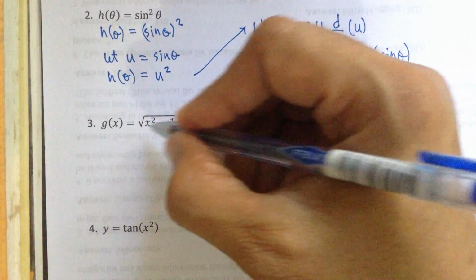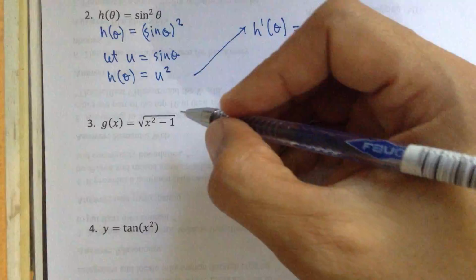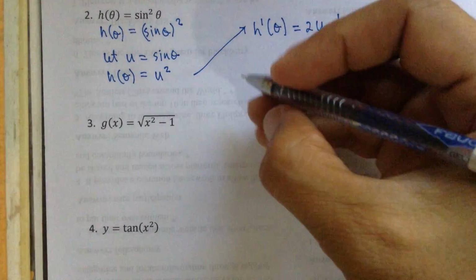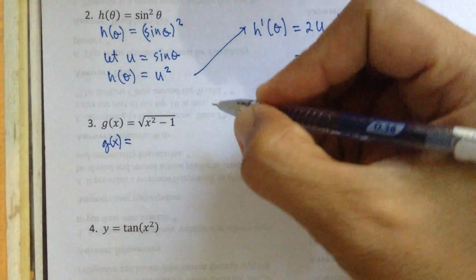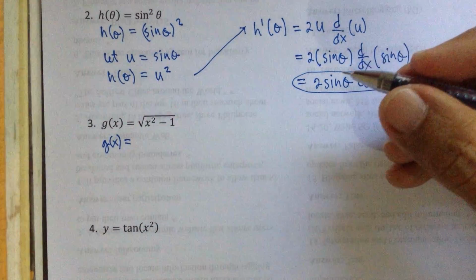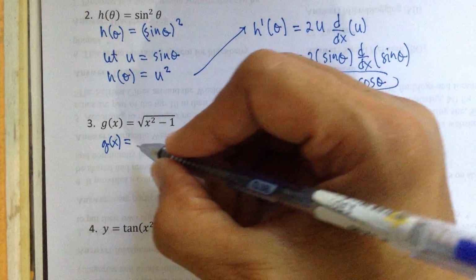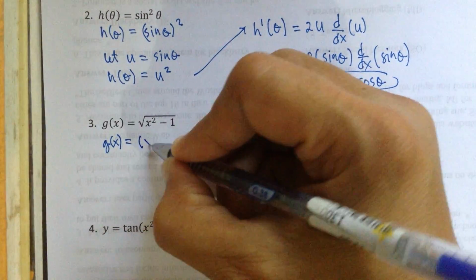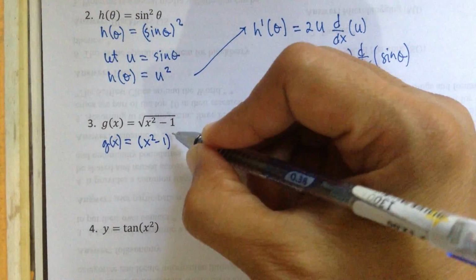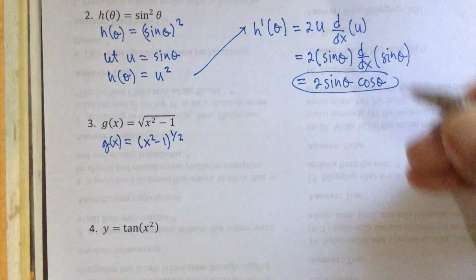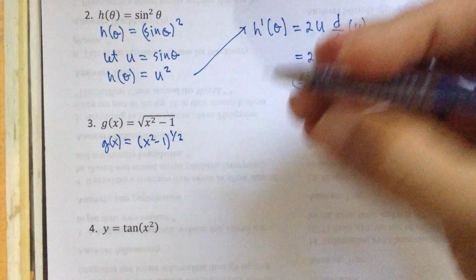It is important to be able to rewrite this into a simpler form, wherein you can easily compute the derivative. What I mean is, since we don't have a formula for a function that is in radical form, we can write this one in exponential form. So it can be written as x squared minus 1 to the 1/2, which is again of similar form with number 1 and number 2.